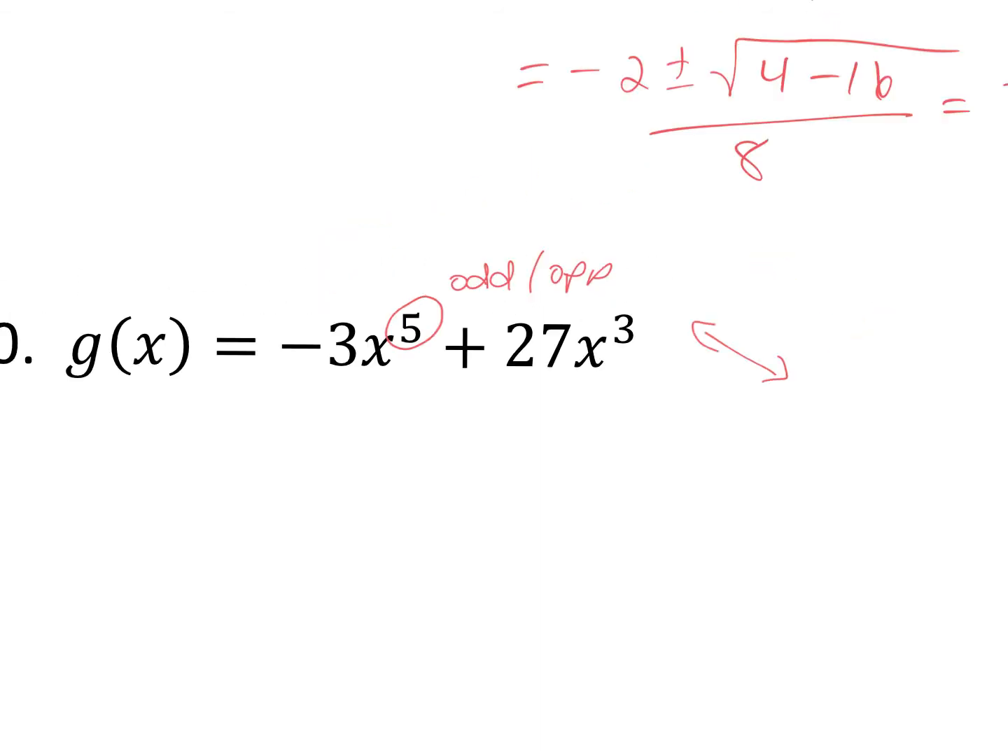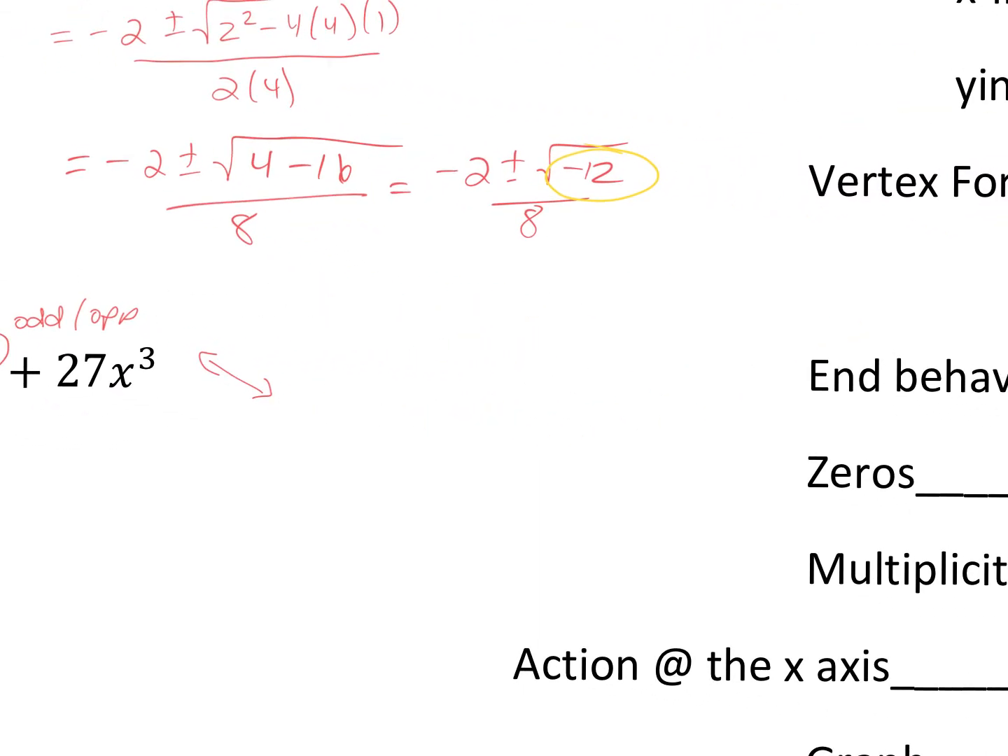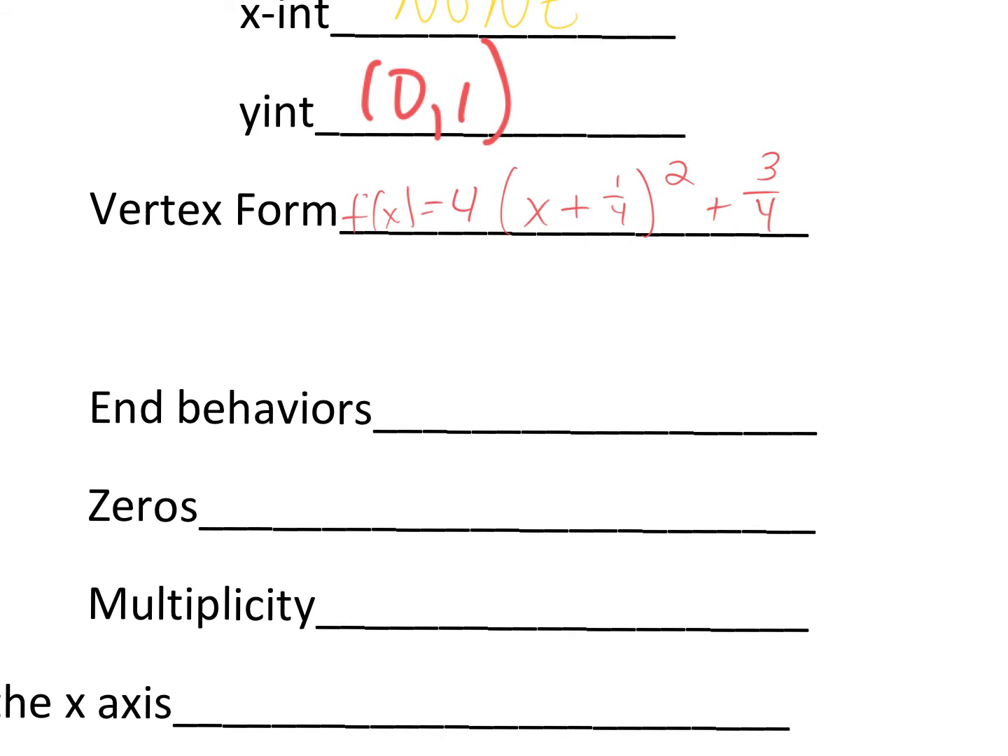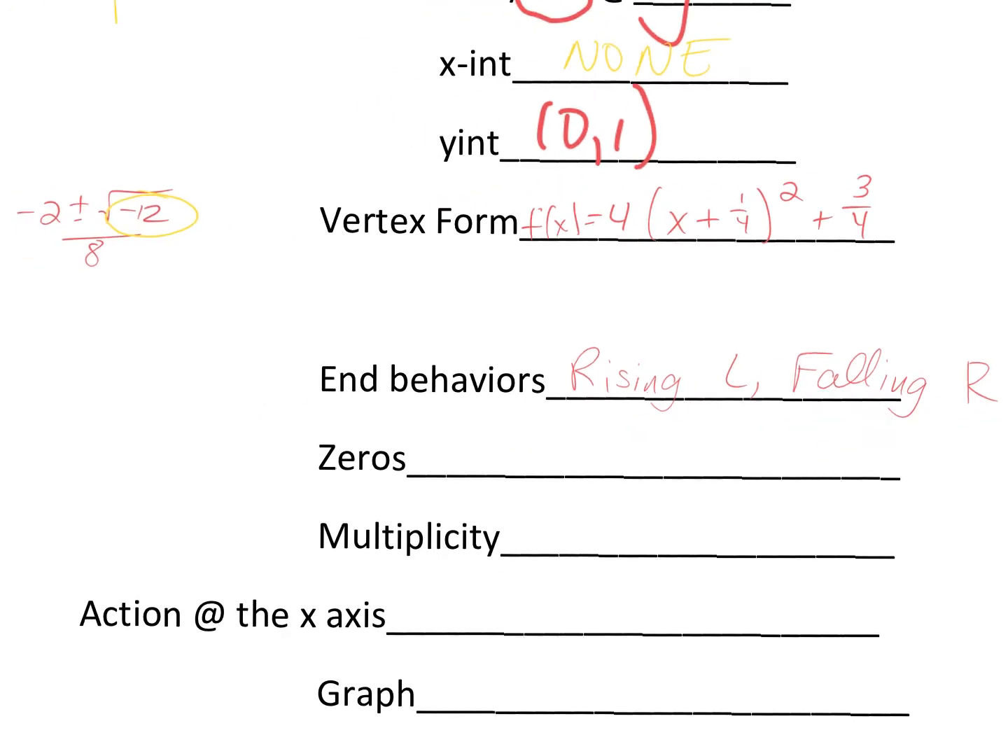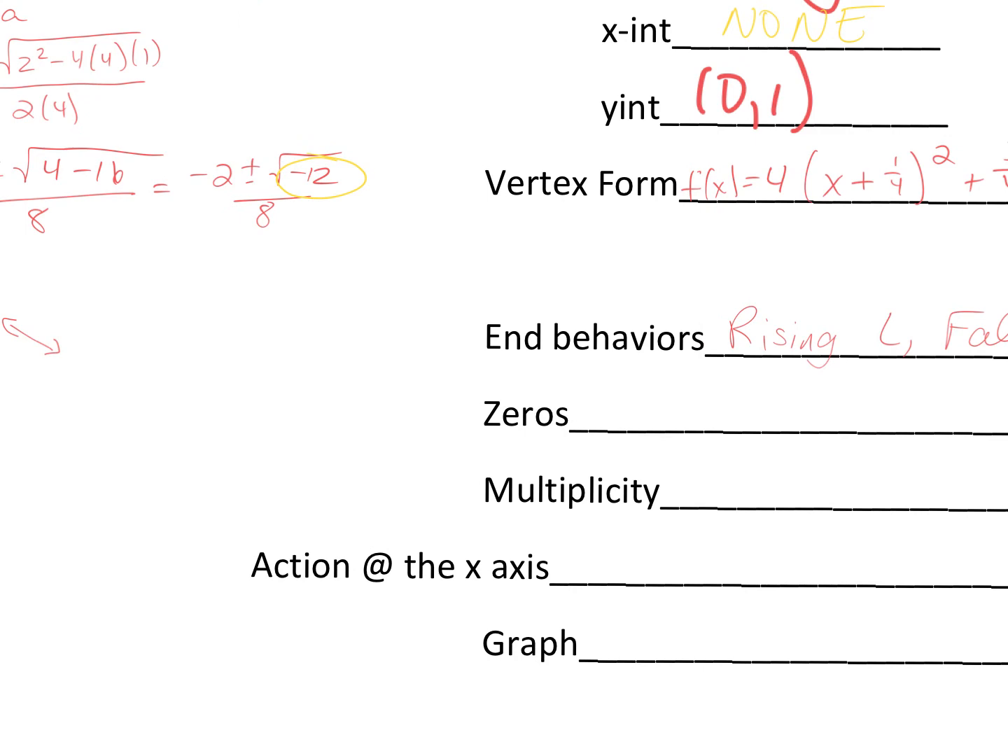So what's happening on the left-hand side of the graph and what's happening on the right-hand side of the graph? It's rising on the left and what? Falling on the right. I'd say of everything on the quiz, that's the thing that most people got right, which was good.